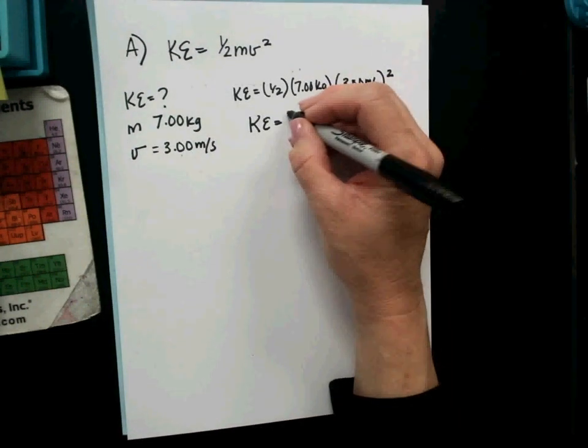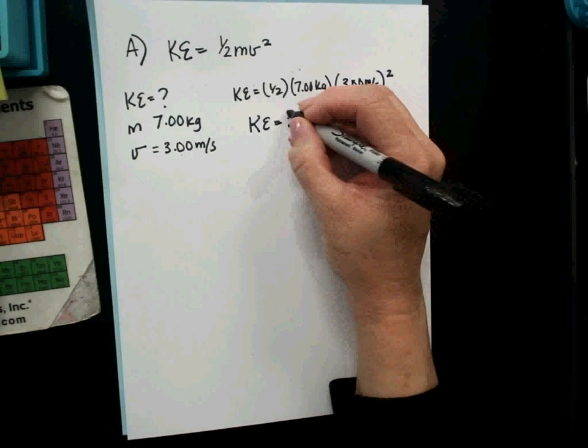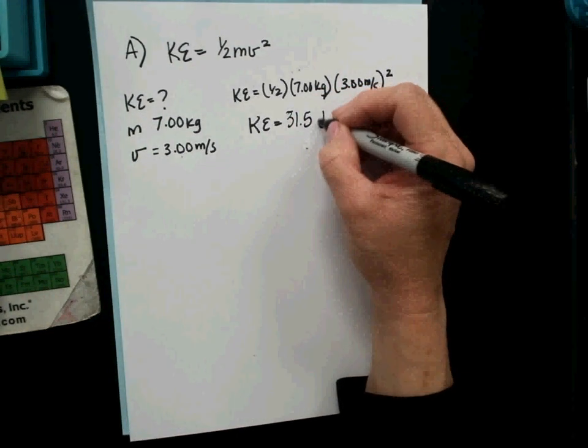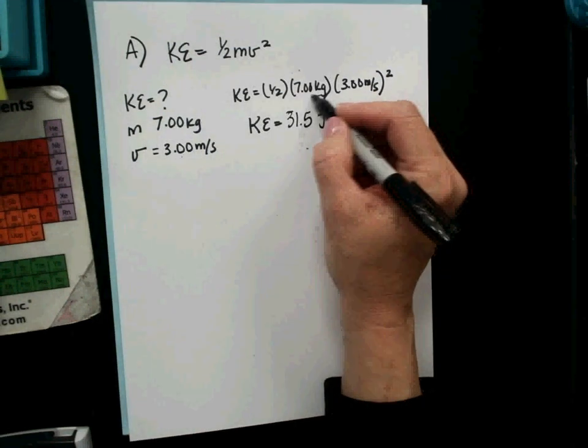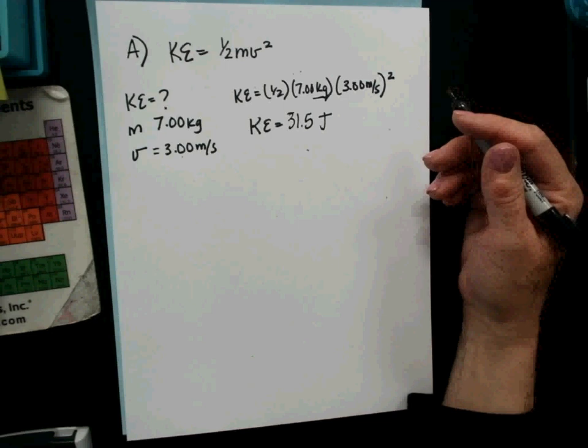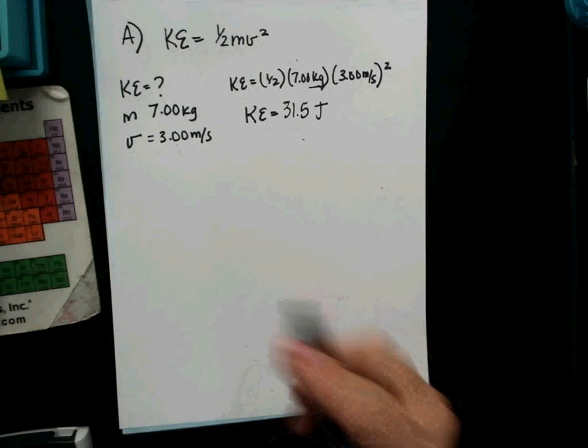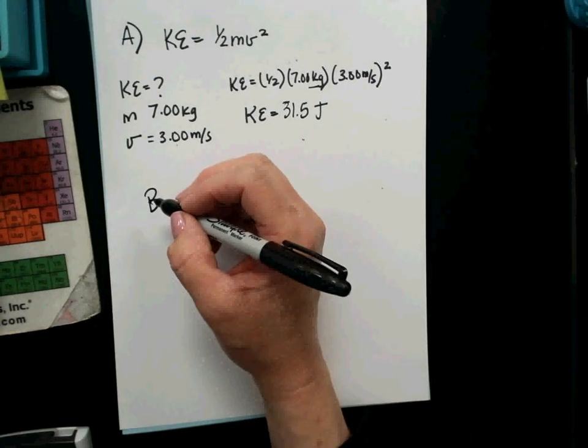What'd you get, Kira? 31.5 what? Joules, or kilograms times meters per second. Do we have to convert it, does it need to be in kilograms or grams? It needs to be in kilograms. So if I gave it to you in grams, like I did in the next part, we'll have to convert it. So let's look at B.